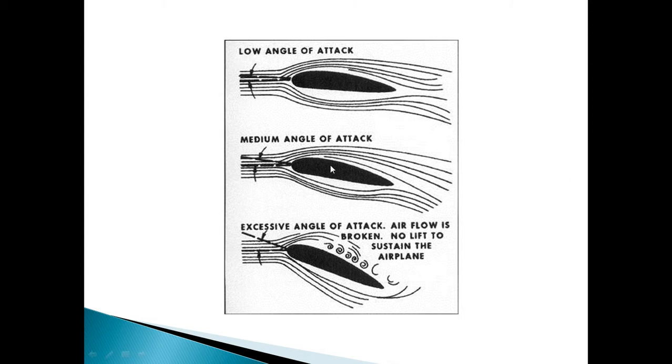At low angle of attack and medium angle of attack, the airflow over and under the wing is still laminar. However, when the angle of attack exceeds 15 degrees, as in this case it says excessive angle of attack, the airflow is broken, and therefore not enough lift is produced to sustain the aircraft weight.